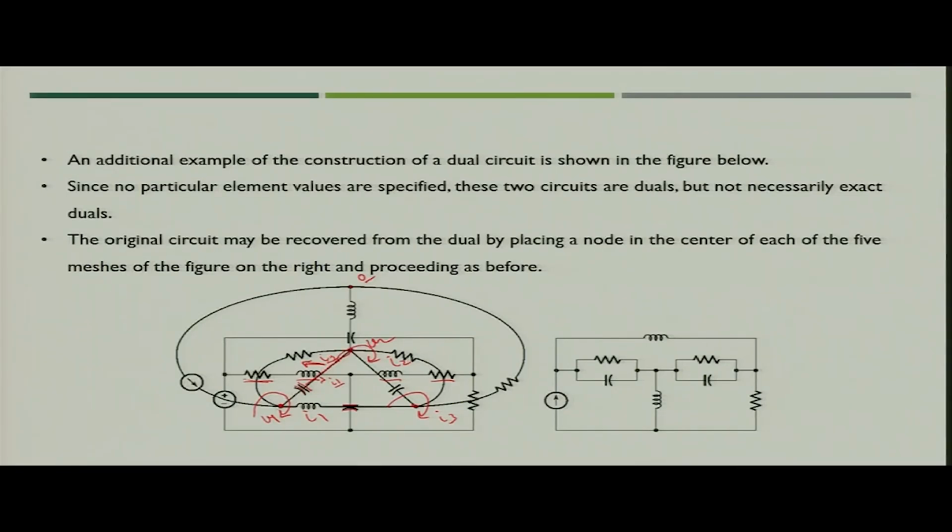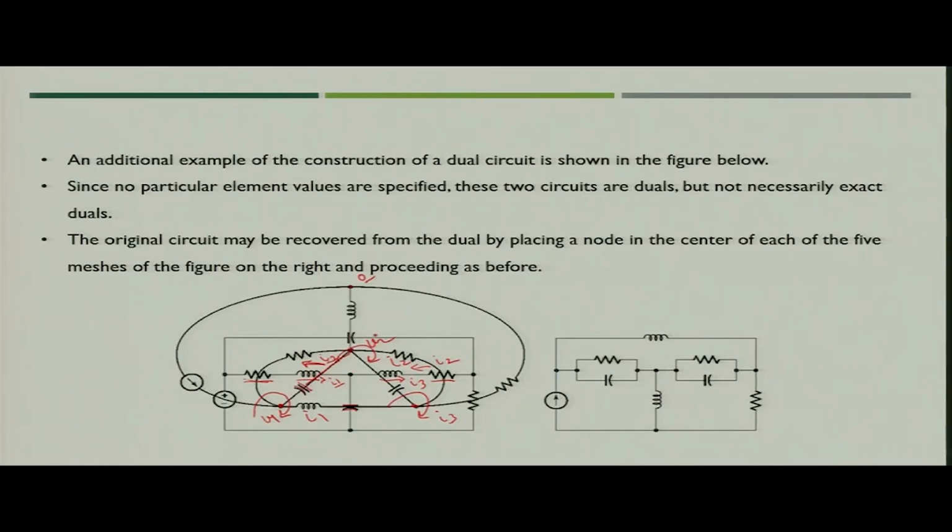Now, if you see these two, inductor and resistor, both are connected between node 2 and node 3. Why? Because we are assuming current I3 in this direction, while current I2 would be in this direction. So, this will show that the inductor dual, that is capacitor, again would be connected between node 2 and node 3. Similarly, the resistance dual, that is conductance, will also be connected between node 2 and node 3.